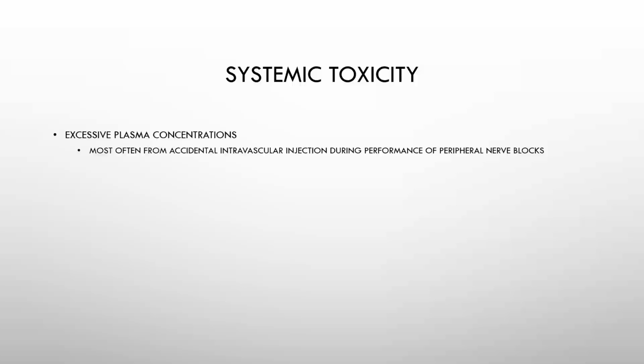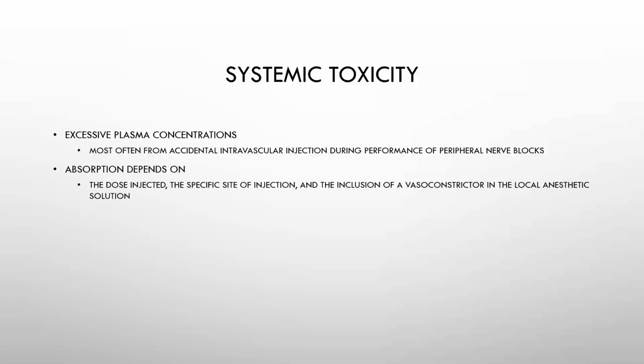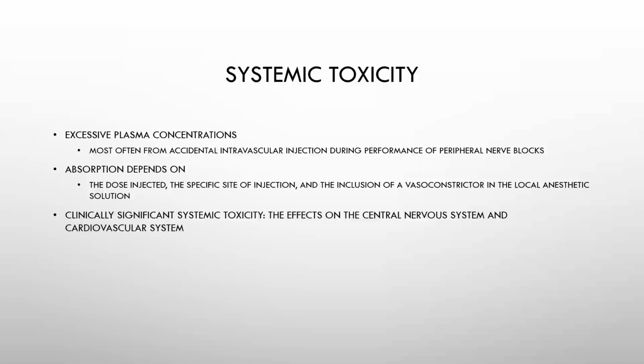Systemic toxicity of the local anesthetics happens when their plasma concentration is too high, and usually it happens after accidental intravascular injection when doing a nerve block, but can also happen from absorption of local anesthetic from the tissue injection site. How much local anesthetic is absorbed into the blood depends on the dose injected, the site of injection and its associated vascularity, and if we added a vasoconstrictor to the solution of the local anesthetic.